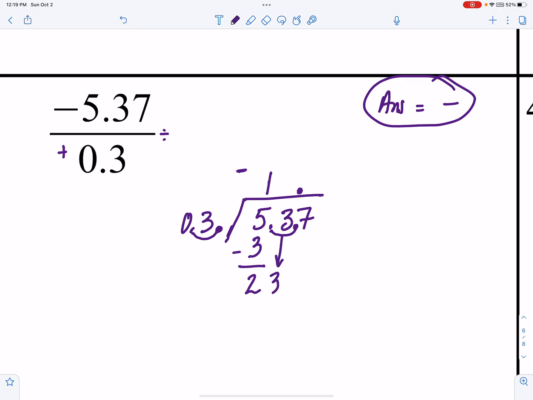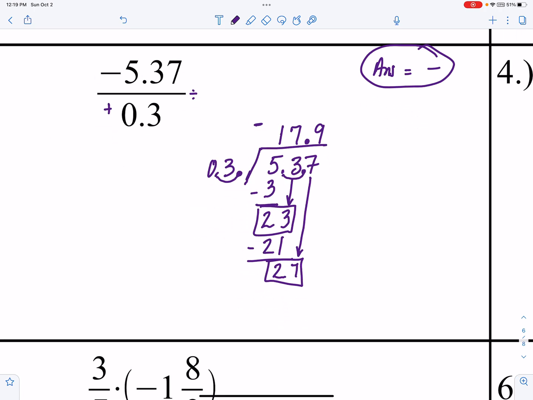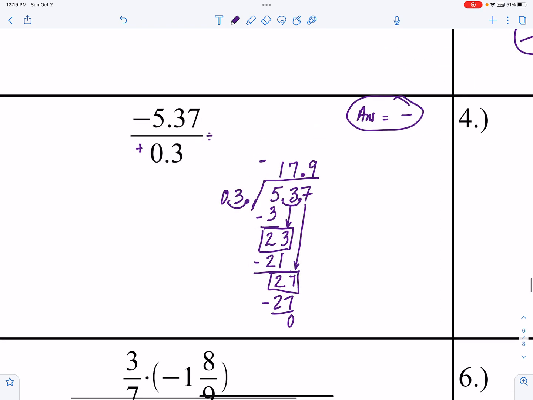Bring down the 3. Okay, 3 times what gets me close to 23? I know 3 times 7 is 21. Subtract and bring down the 7. 3 times what gets me close to 27? I know that's 3 times 9 is exactly 27. And that will finish this up with no remainder. And so we have the answer of negative, okay, double checking my answer, negative 17.9.